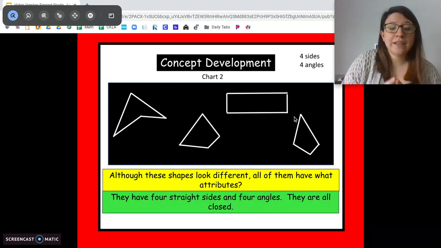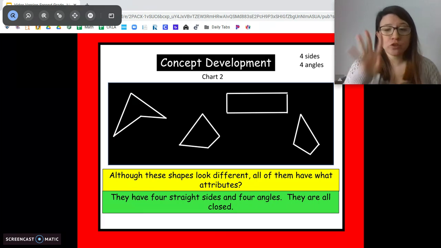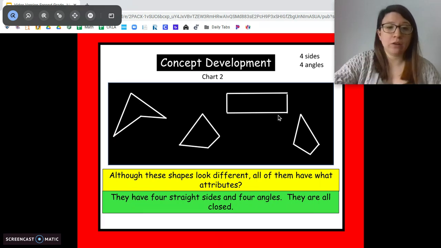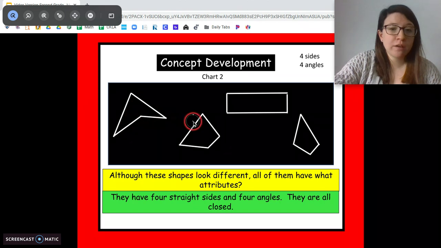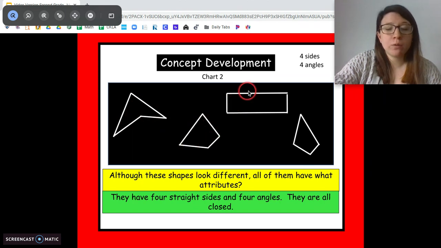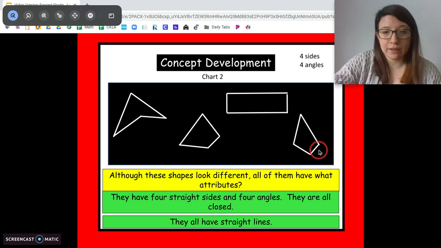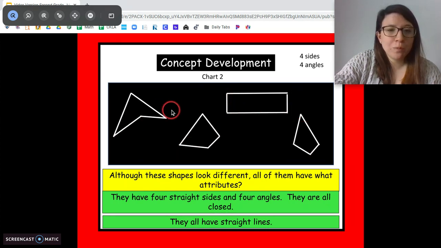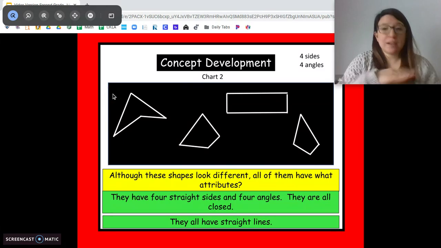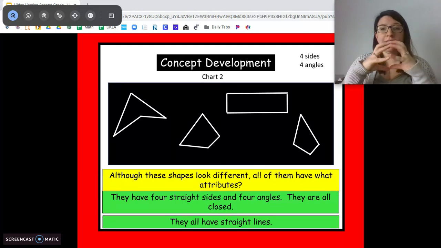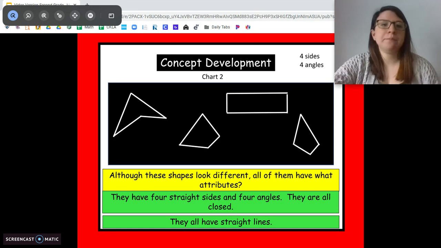Good. So each of these shapes has 4 straight lines and 4 angles. 1, 2, 3, 4, and then they have 4 angles where the lines meet, where the sides meet. None of these shapes have curved lines, and they're all closed shapes, meaning all the lines come together. There's no open parts of it.